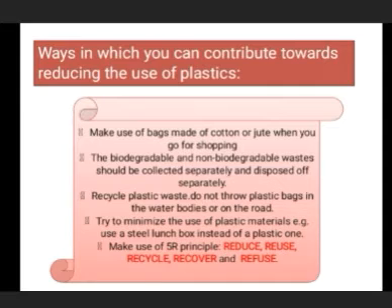Try to minimize the use of plastic materials. Example, use a steel lunch box instead of a plastic one. And lastly, make use of 5R principle, that is, reduce, reuse, recycle, recover, and refuse. If you follow this, you can save the environment from the harmful effects of plastic, which causes environmental pollution.